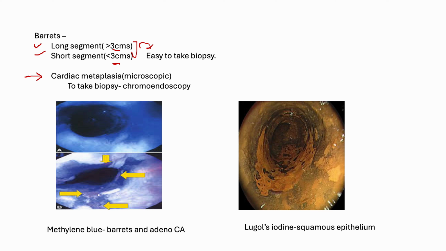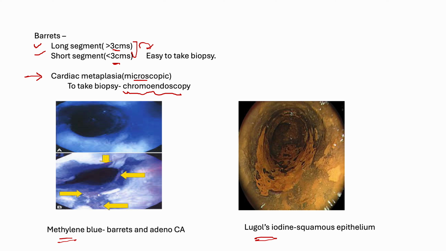However, cardiac metaplasias, the other type of Barrett's, those are microscopic. Those are very tiny, which can't be visualized by the naked eye. Then, in those cases, we do a chromoendoscopy. What do we use in the chromoendoscopy? We use either methylene blue or lugol iodine.